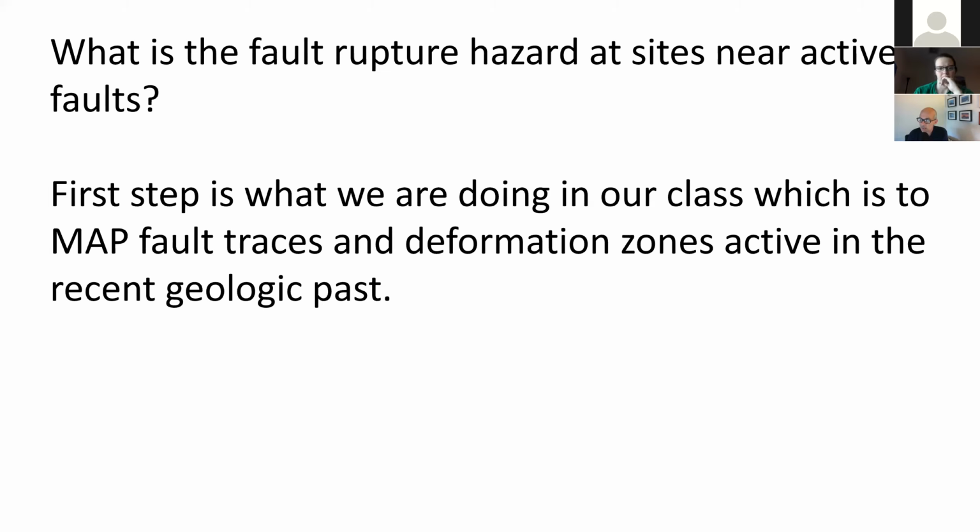So, the question that we're trying to ask is something like, what's the fault rupture hazard at sites near active faults? The first step, which is what we're doing in our class, is to map fault traces and deformation zones active in the recent geologic past. A couple of key points there. The main one is to map traces, which are lines, and deformation zones, which could be polygons. We know that not every fault trace is super narrow. There's distributed shearing at the surface, and we might want to capture that.